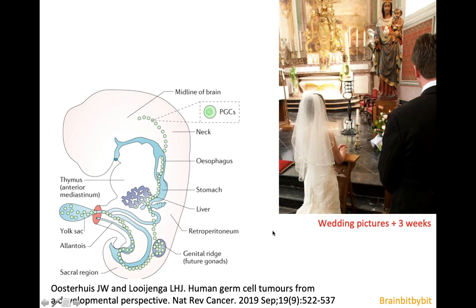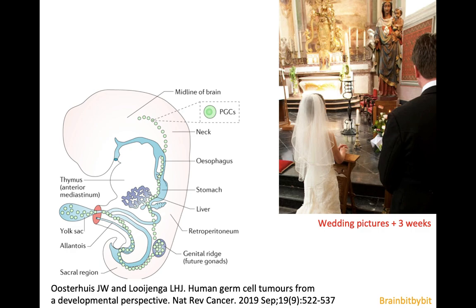I got married 15 years ago, and when I got my wedding pictures, about 3 weeks after our wedding, I realized I was doing the same with my wedding pictures as the embryo does with the germ cells. I'm going to talk about my wedding pictures first.